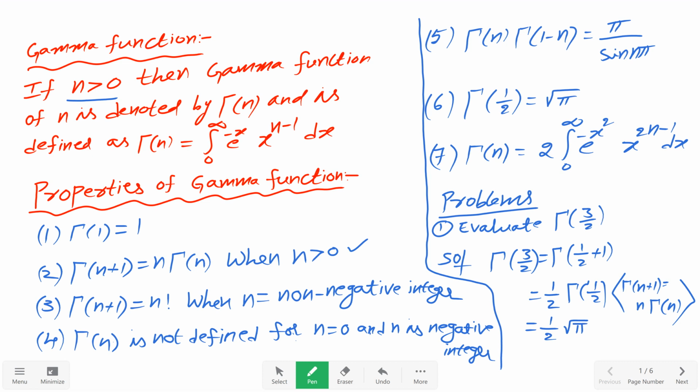So gamma of 3 by 2 value, what is that? Gamma of 3 by 2 value is 1 by 2 into root pi. Right? Next, the second problem: evaluate gamma of 1 by 4.